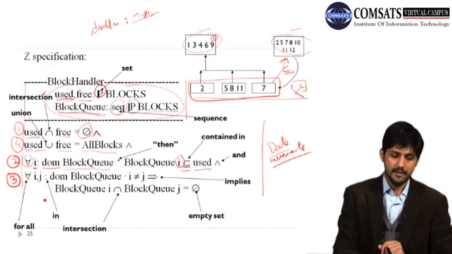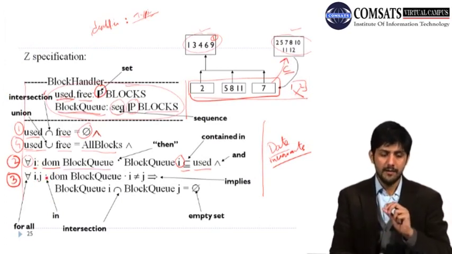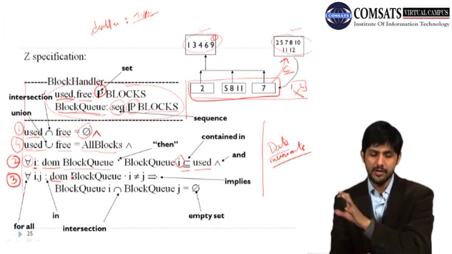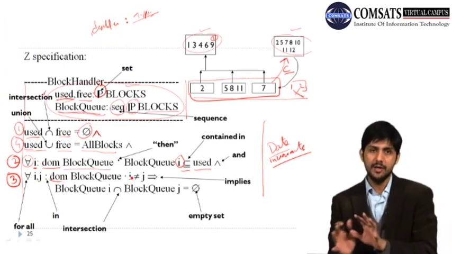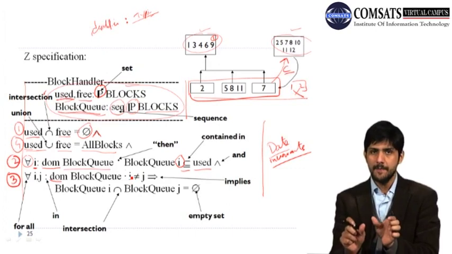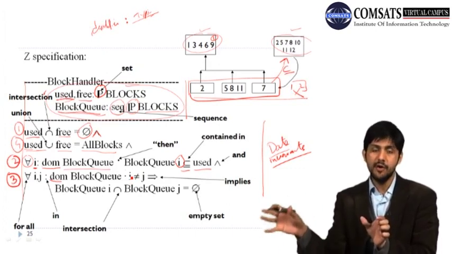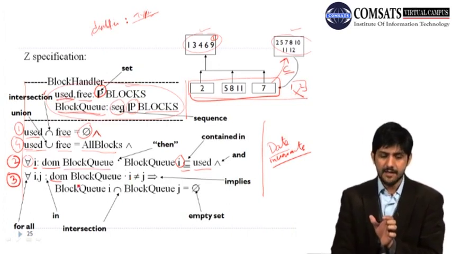So what we are saying is that for all I and j which are from the sequence of block Q, because we say domain block Q, and I where I is not equal to j. So we pick 2 blocks from this queue of blocks, and we say that the intersection of these 2.